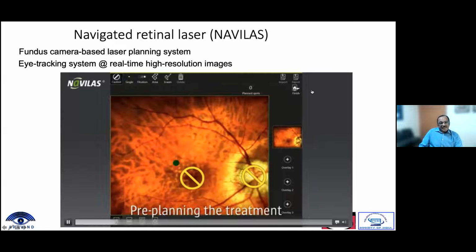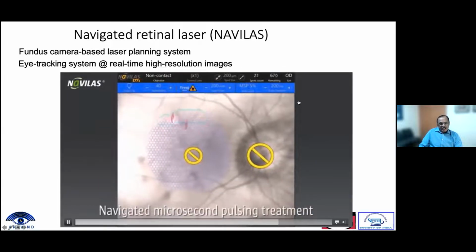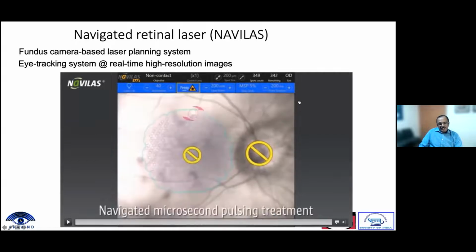The other one is the navigated laser system, which is a fundus camera based laser planning system, where you mark the area in the fundus image where you want to place the laser. This is mainly useful for doing grid or focal lasers, because it protects areas like the disc and the macula, so that even if you focus on it, the laser would not hit the macular area, and this will prevent any inadvertent damage to the macula. So these are very expensive lasers, but they are available in the market as of today.